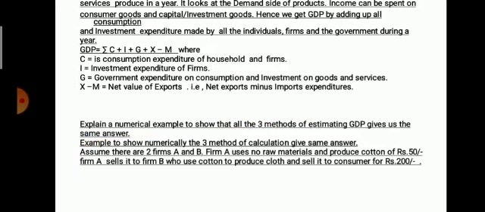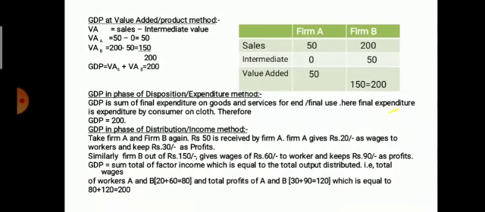Then firm A uses no raw materials because it has already some raw material with it, like the farmer who has the seeds, so he does not invest again on raw materials. Firm A uses no raw materials and produces cotton worth rupees 50. Then firm A sells it to firm B, who uses the same cotton to produce the cloth and sells it to the ultimate consumer for rupees 200. So the same is shown here with the help of a chart.